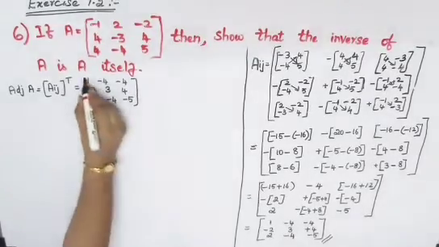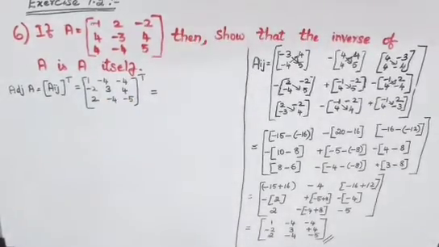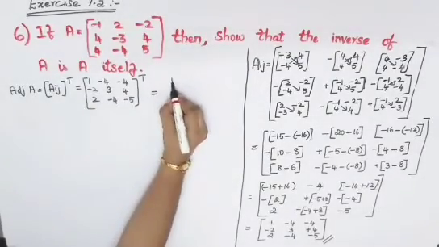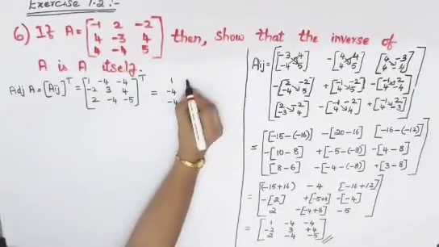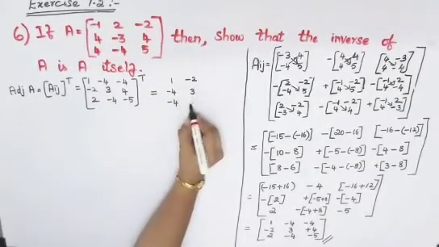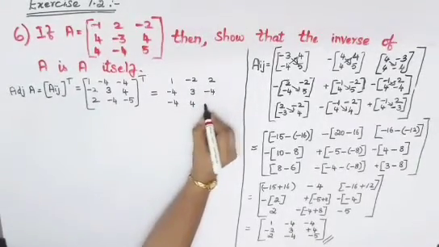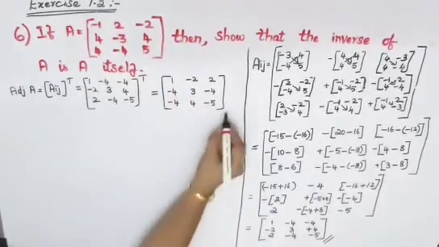So for this you will have to find your transpose. Transpose is nothing but changing your rows to column or columns to row. So we'll just change this row to column. 1 minus 4 minus 4. Second row minus 2, 3, 4. Third row 2 minus 4 minus 5. So with this your adjoint of A is over.